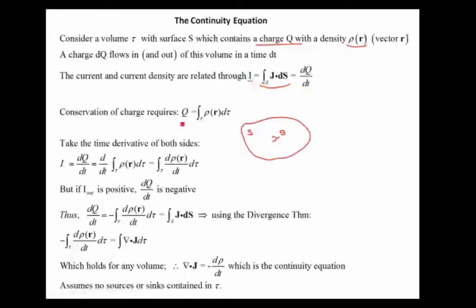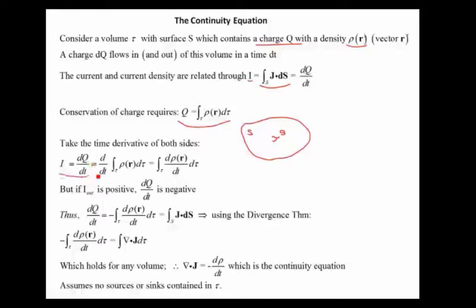Now, conservation of charge says that if we integrate the charge density over the volume, that will give us the Q inside. Suppose you have current flowing out for a long time, then what's going to happen is the Q inside is going to decrease, and so what happens, of course, is the charge density inside is decreasing. That's where this equation comes from. It's conservation of charge. If we take this charge as a function of time and take the derivative of it, that gives us the current.